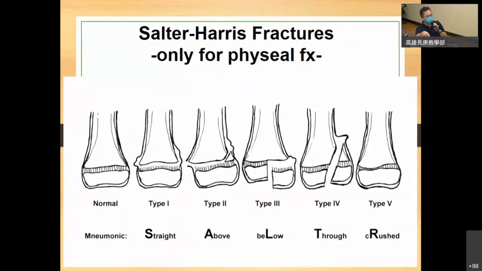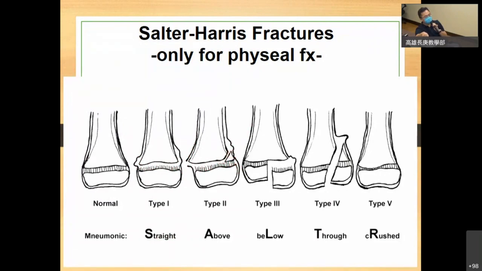Type one is the straight fracture. Straight fracture means the fracture line is over the physis. Type one above means the fracture line is above the physis.